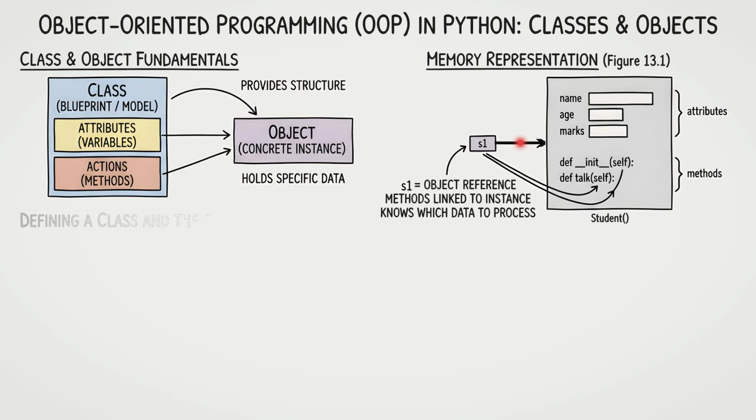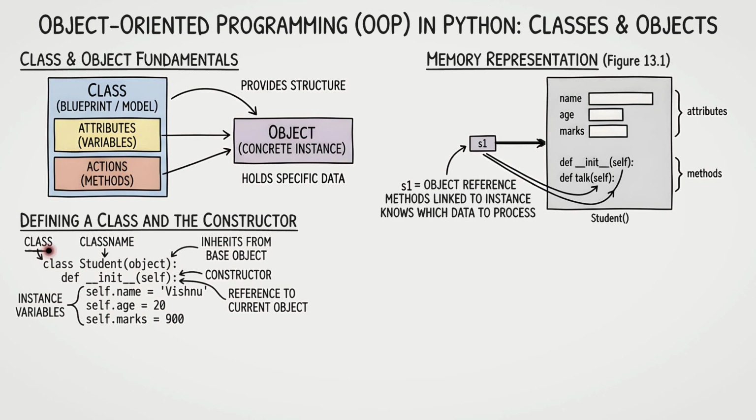Now, how do we write this in code? We begin with the class keyword followed by the class name. In Python, you'll often see object in parentheses, meaning it inherits from Python's base object type. Inside, we define a special method called the constructor. It's written as def __init__ with double underscores. Inside this constructor, we set up our instance variables, for example, setting self.name equal to Vishnu. The self parameter is absolutely crucial. It is a reference to the current object being initialized.